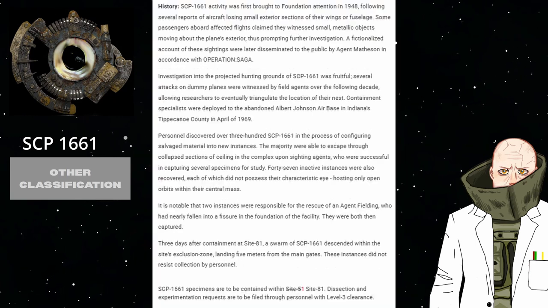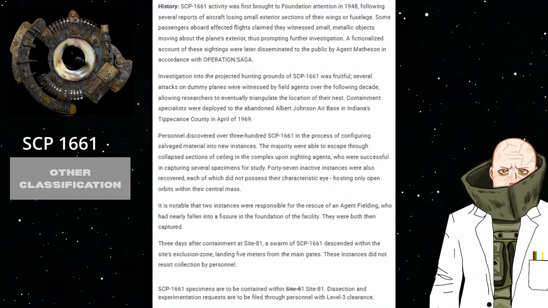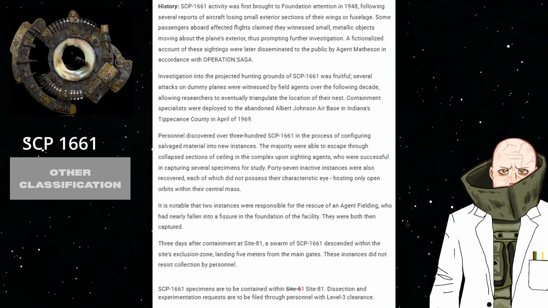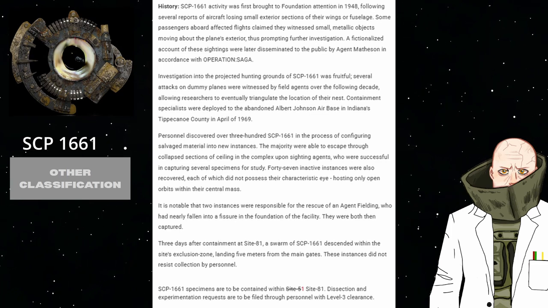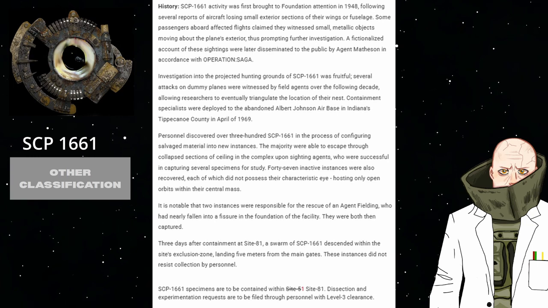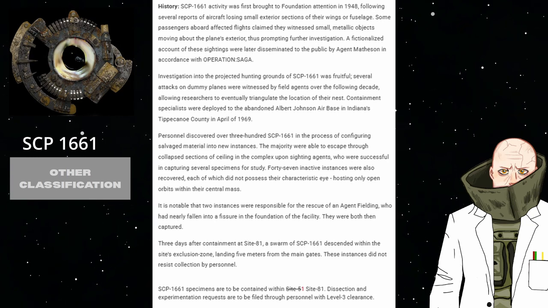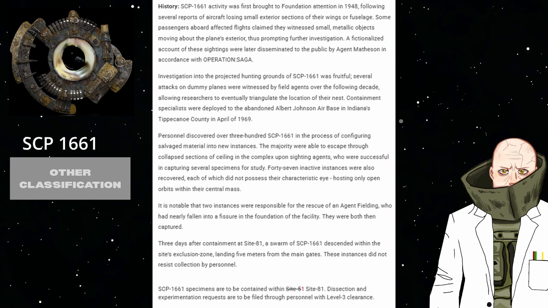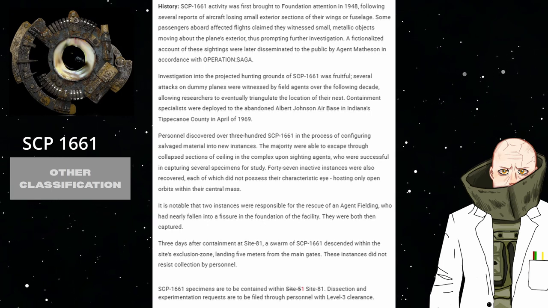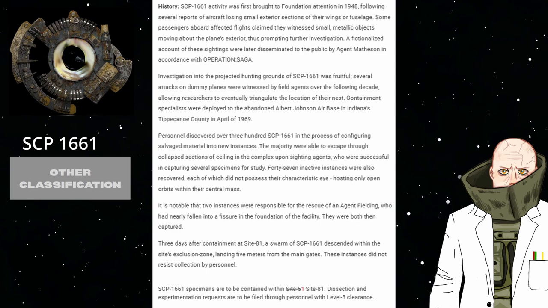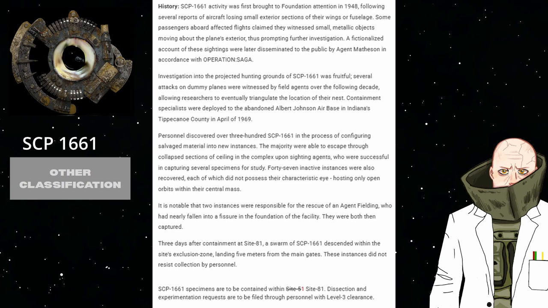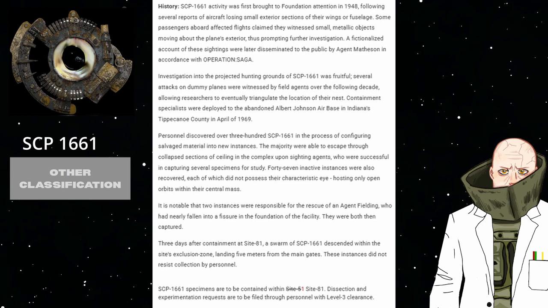1661 activity was first brought to Foundation attention in 1948, following several reports of aircraft losing small exterior sections of their wings or fuselage. Some passengers aboard affected flights claimed they witnessed small metallic objects moving about the plane's exterior, thus prompting further investigation. A fictionalized account of these sightings was later disseminated to the public by Agent Matheson in accordance with Operation Saga.